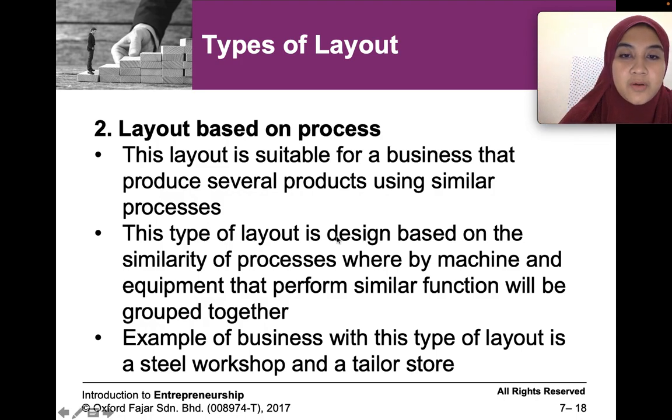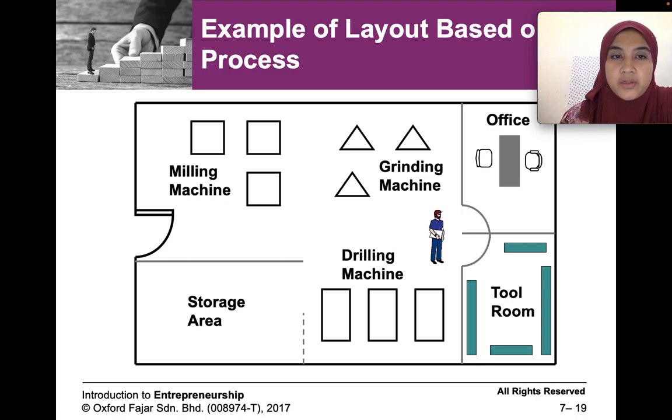This type of layout is designed based on the similarity of processes, whereby machines and equipment that perform similar functions will be grouped together. Examples of businesses with this type of layout are a steel workshop and a tailor store. Let's look at the example here.